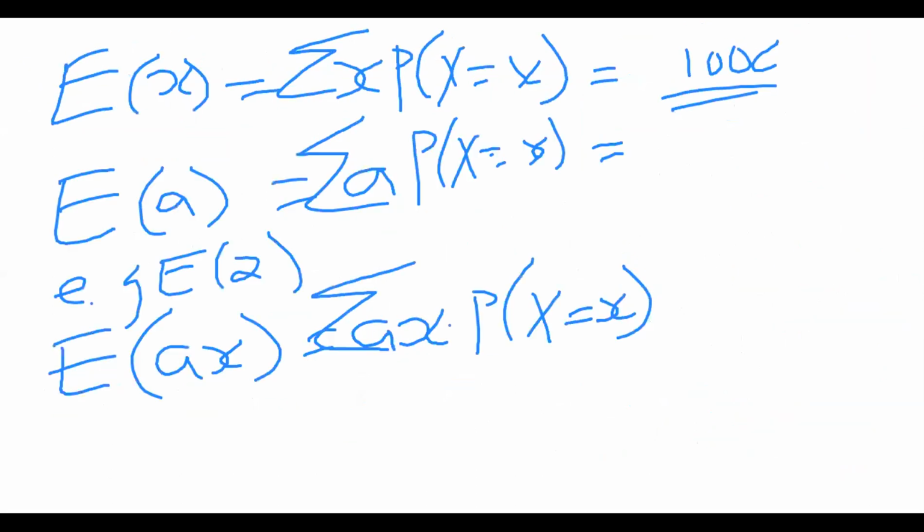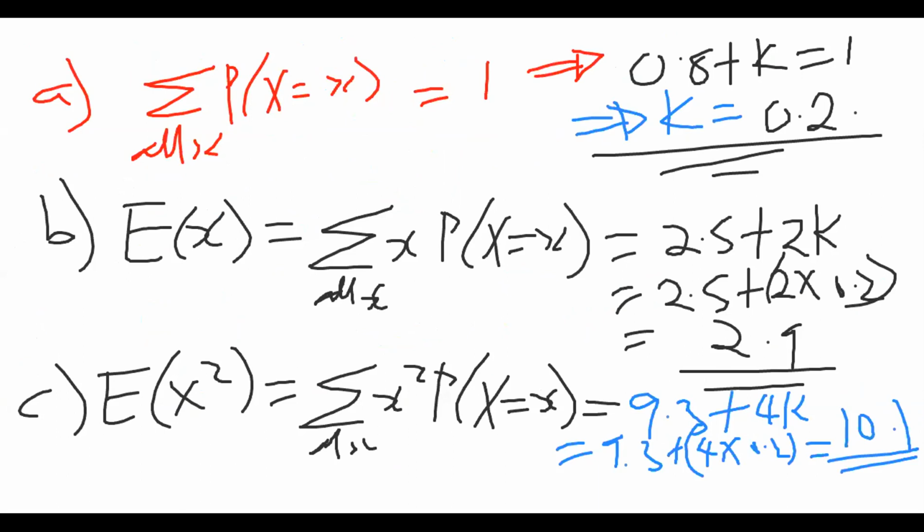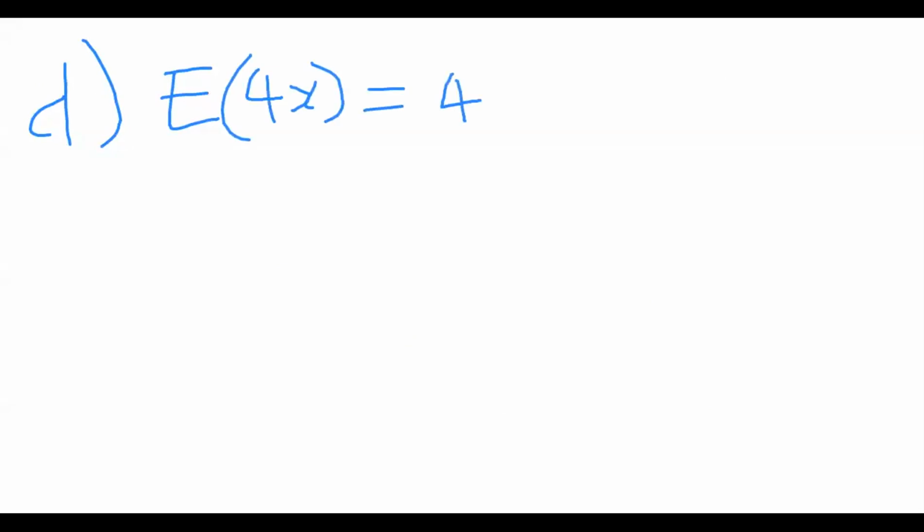Part D was saying that find the expectation of 4x. It's the same as 4 times the expectation of x. We've got it as 2.9. And we get the answer as 4 times 2.9, which is 11.6.